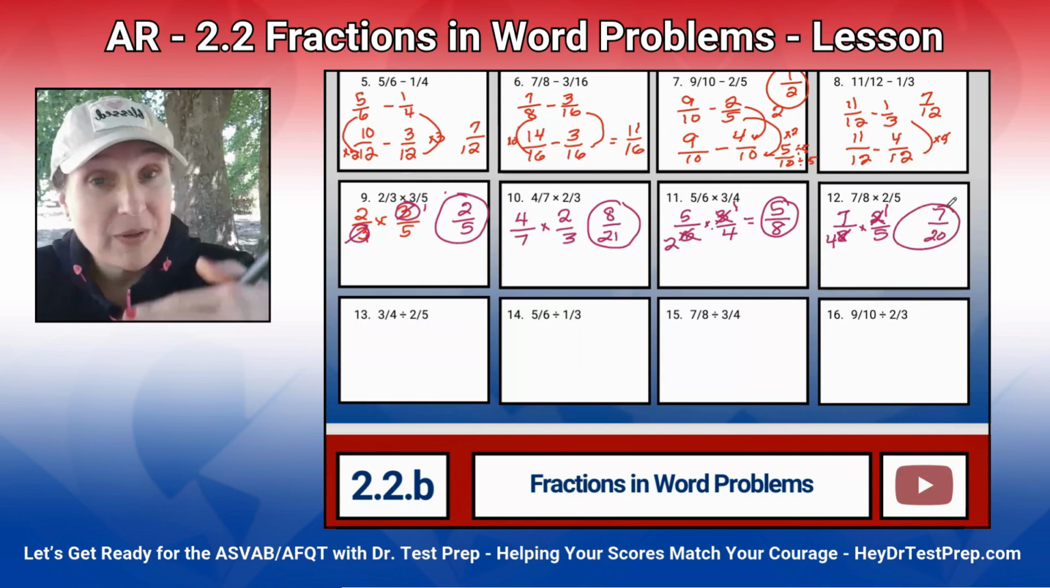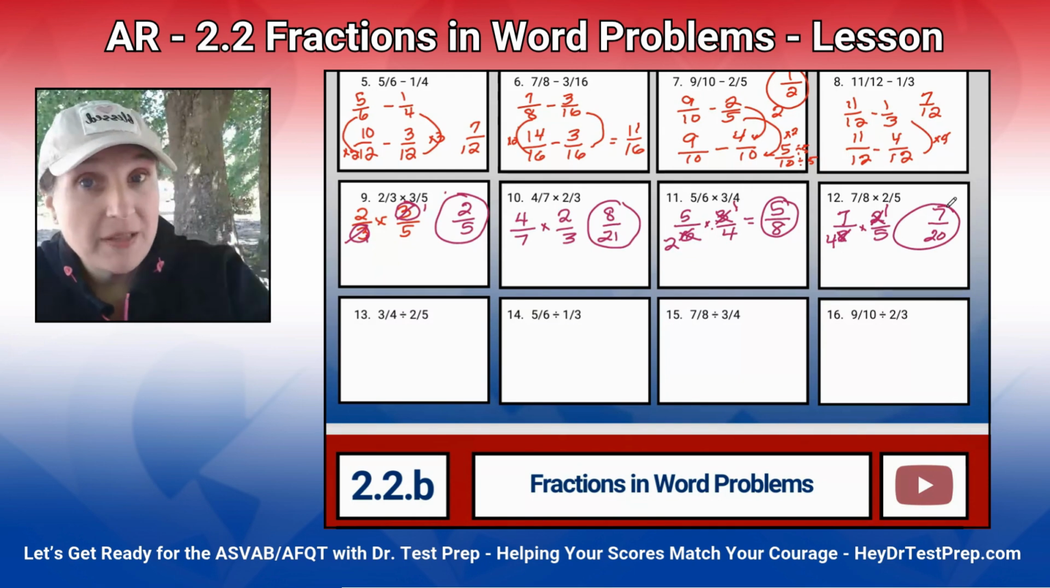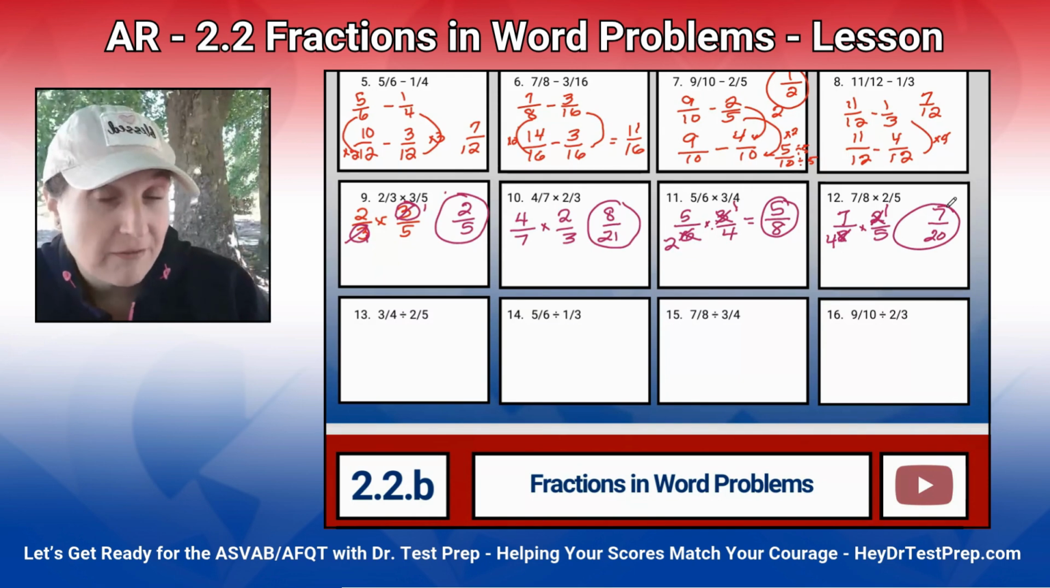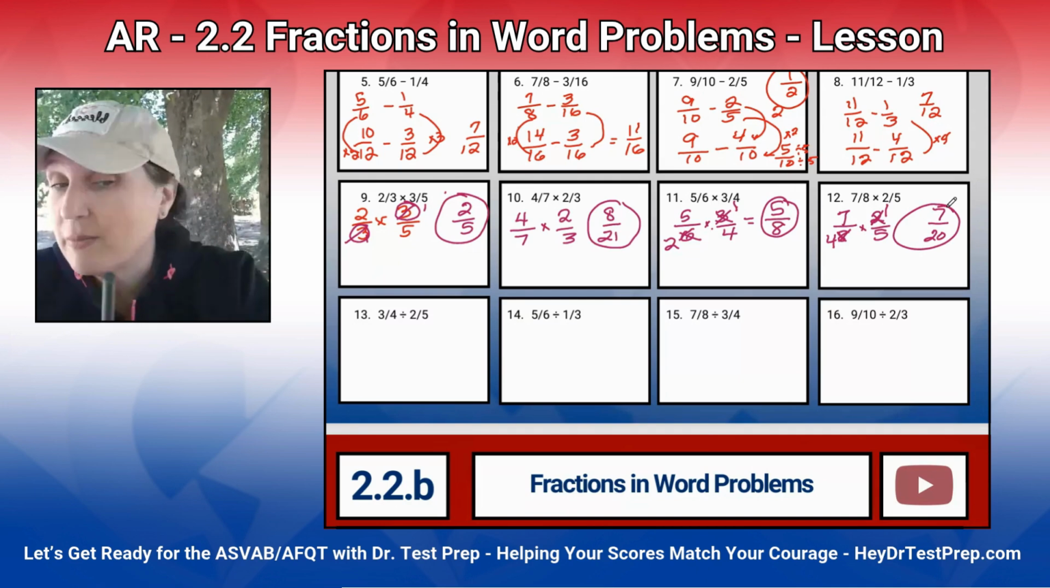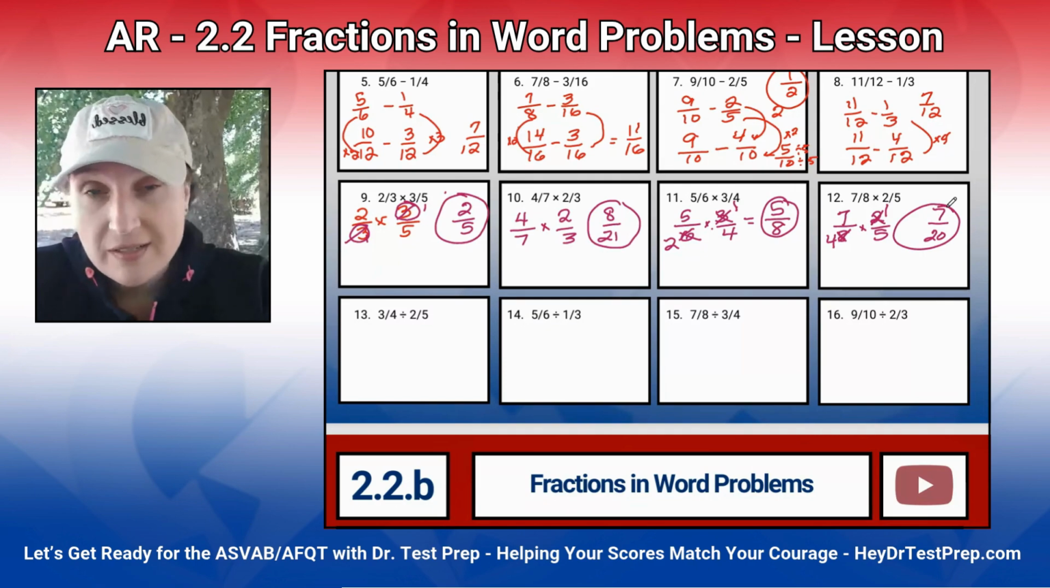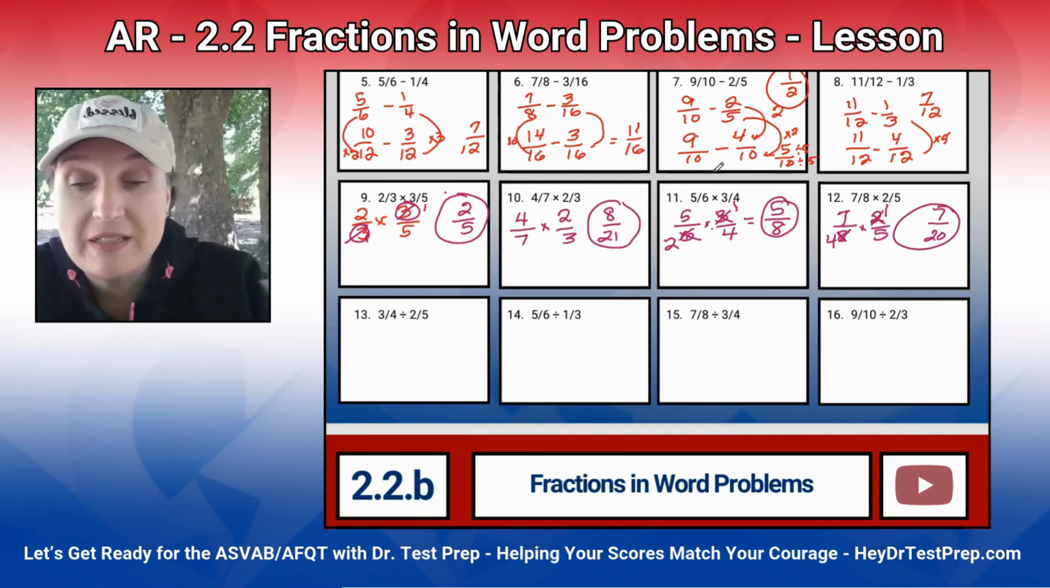For this next set, we're keep, change, flipping. So we're keeping the first fraction, changing the division to multiplication, flipping the second fraction, then we're reducing, then we're multiplying across. Remember, you won't get pretty ASVAB questions like this. There'll be word problems, but we're learning the skill here.